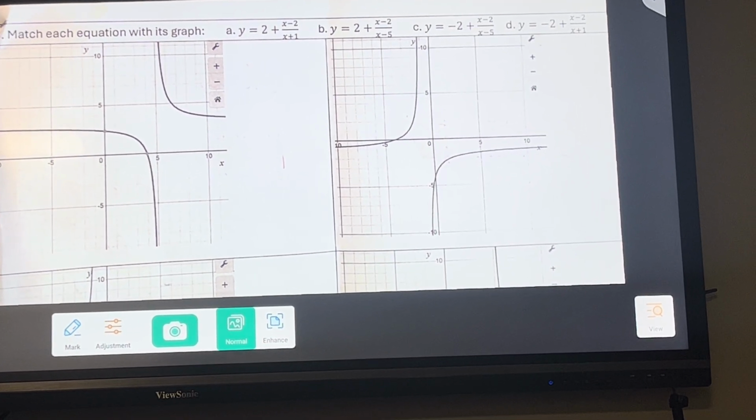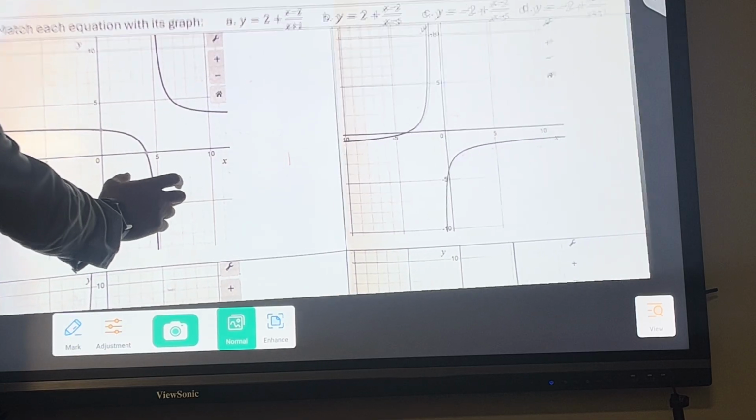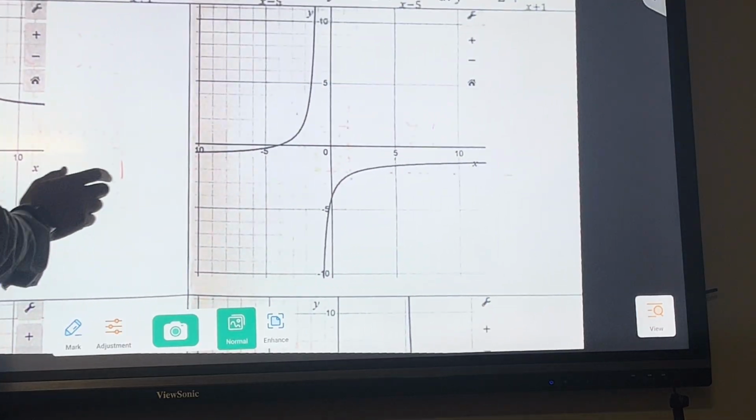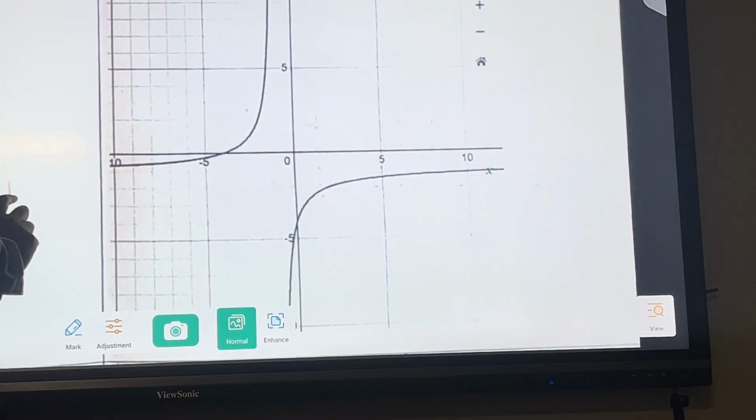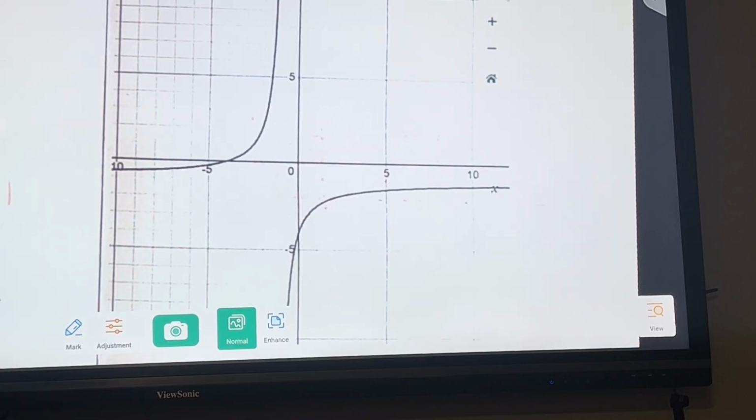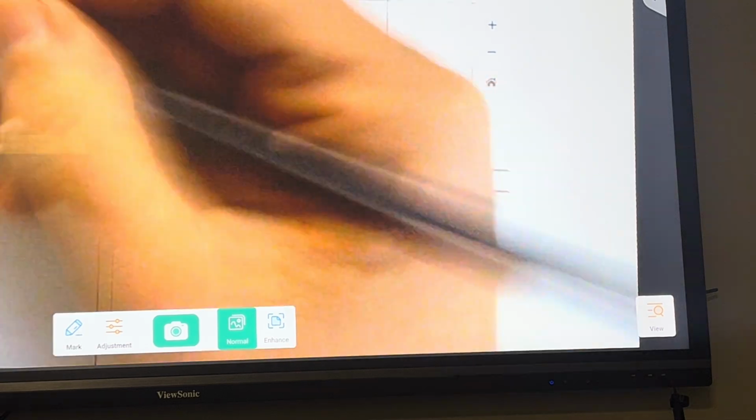All right, match each equation with its graph. I'm gonna zoom in on the equations real quick. And then after we work on the equations, we will zoom out again to see what graph matches with each one. Okay, so vertical asymptote, I'm just gonna work in this space right here.